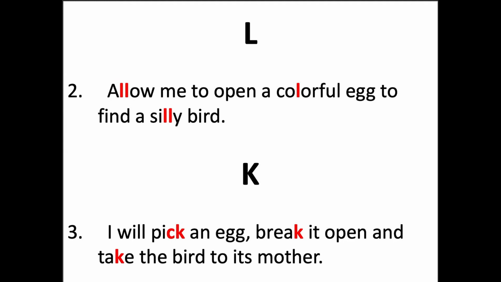On the child's first turn, in order to practice the medial L, he would say, allow me to open a colorful egg to find a silly bird. On the child's second turn, he says the following sentence to practice his final K sound. I will pick an egg, break it open, and take the bird to its mother.